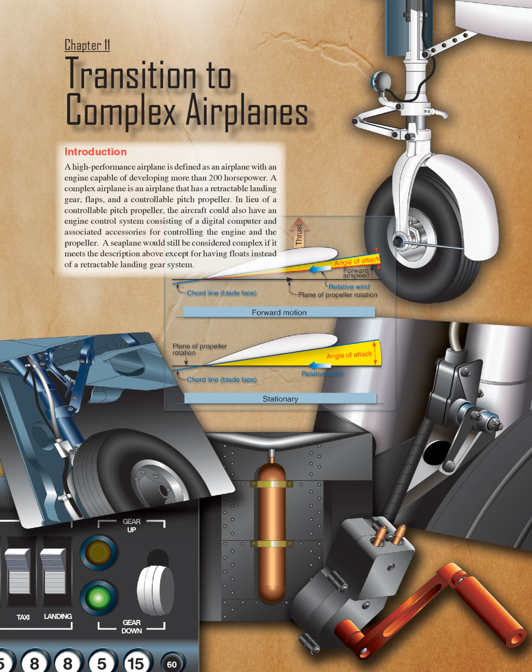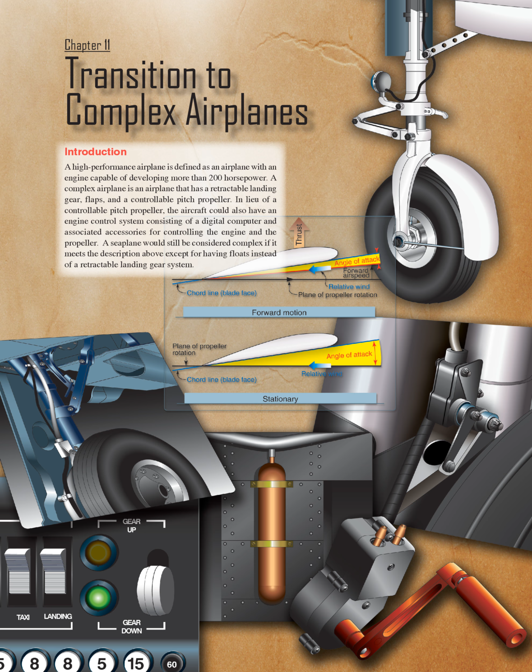Chapter 11: Transition to Complex Airplanes. Introduction. A high-performance airplane is defined as an airplane with an engine capable of developing more than 200 horsepower. A complex airplane is an airplane that has a retractable landing gear, flaps, and a controllable pitch propeller.